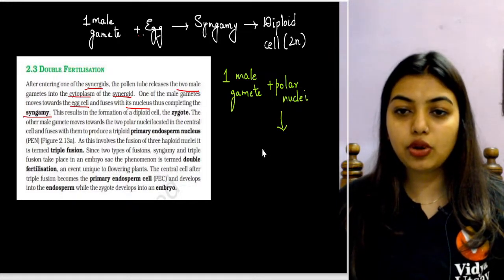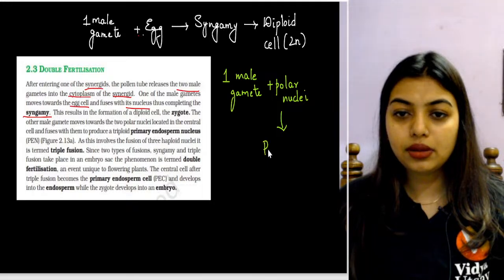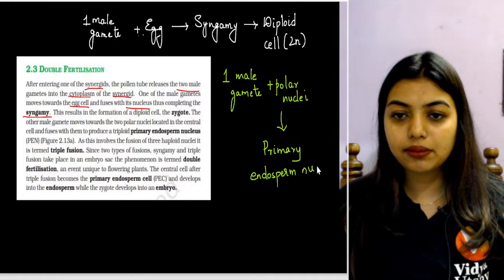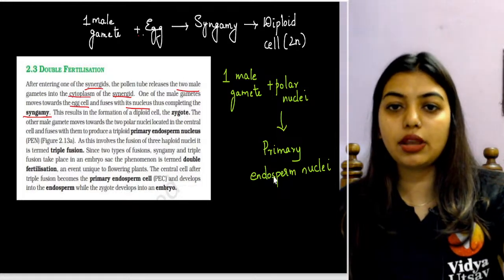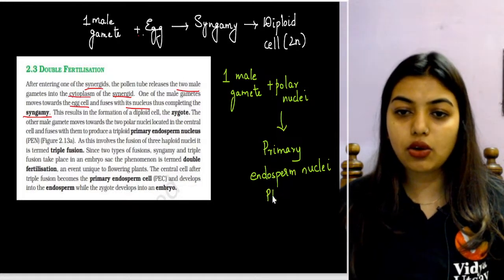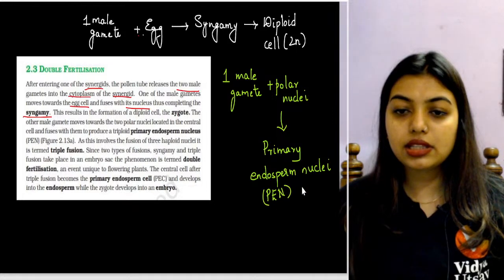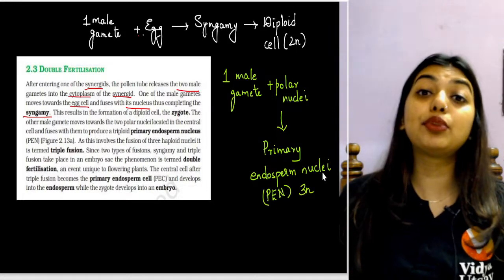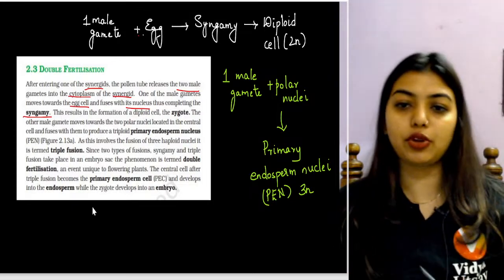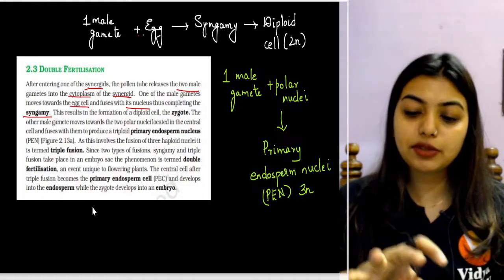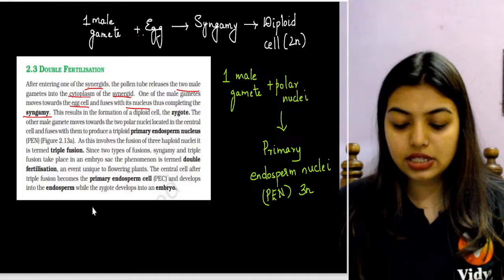And together form what? They are going to form primary endosperm nuclei, or the PEN. This is going to be triploid. Yes or no? This is going to be triploid. Got it? So one diploid cell has been formed, one triploid cell has been formed. This is called PEN.